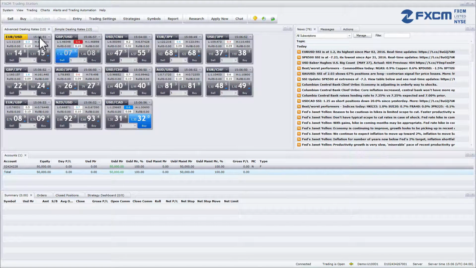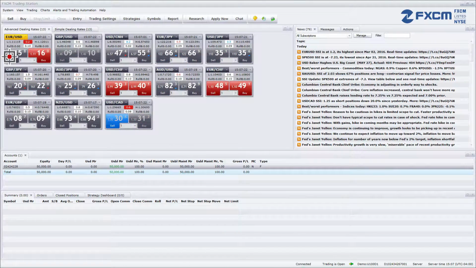Each symbol quote box contains both a buy or ask and sell or bid price. When a price flashes red, it represents a downward movement. When a price flashes blue, it means a rate has just moved higher. Press on the buy price to place a long trade. Press on the sell price to enter a short trade.